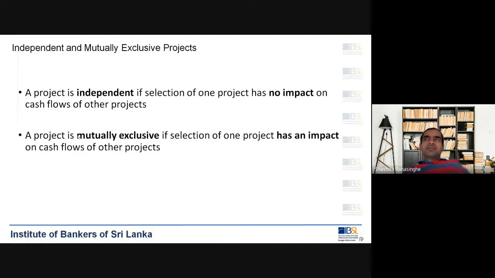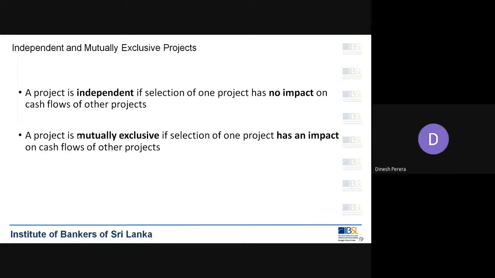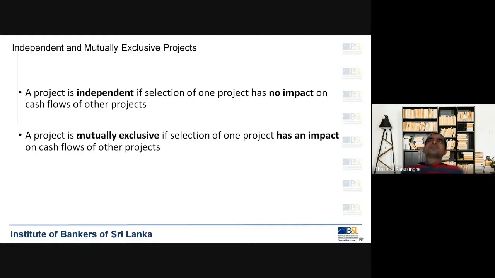Right, independent and mutually exclusive. What does it mean? What is independent and what is mutually exclusive? Independent means one project doesn't have any impact on the other one. Mutually exclusive means one project has an impact on the other. Good. I'll explain using an example right now.